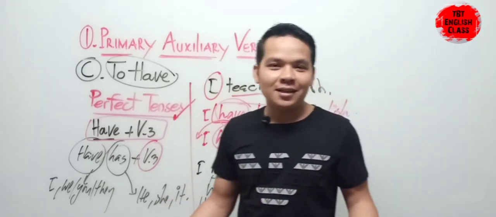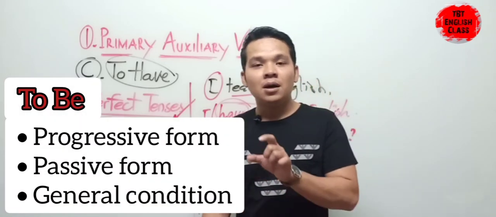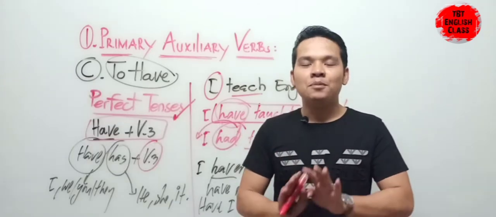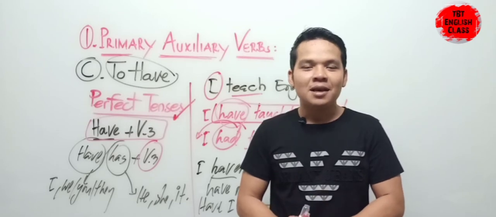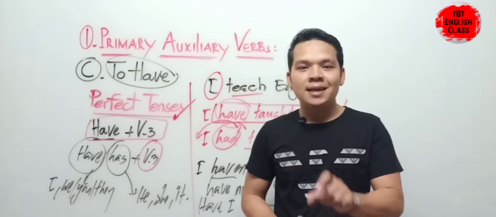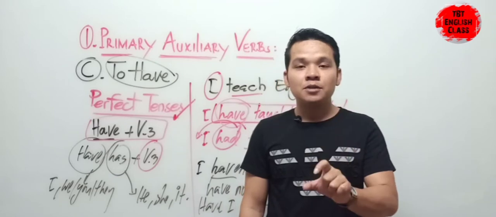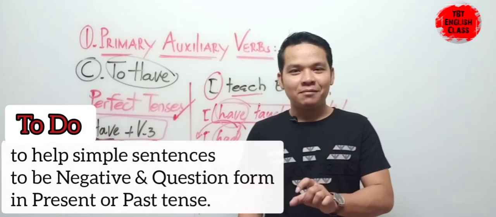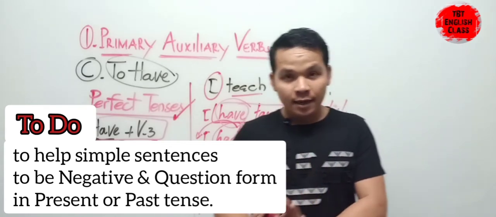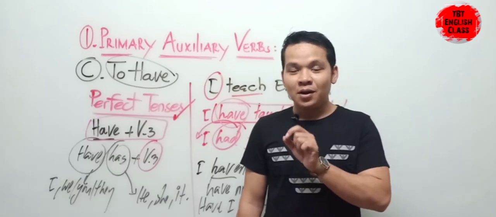So to summarize, verb to be we use to create progressive form or passive form or general condition with present time, past time, or future time. But when we want to create progressive form or passive form, verb to be is importantly used. And then verb to do, we use the primary auxiliary verb to do to make a simple sentence negative or a question in present time or past time by do, does, or did.